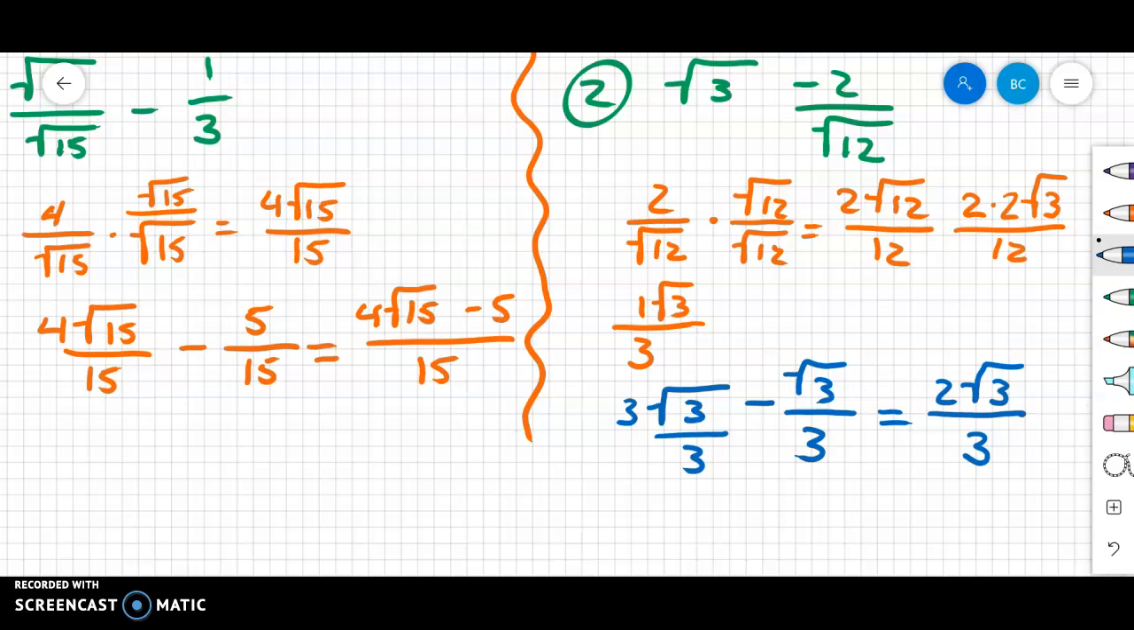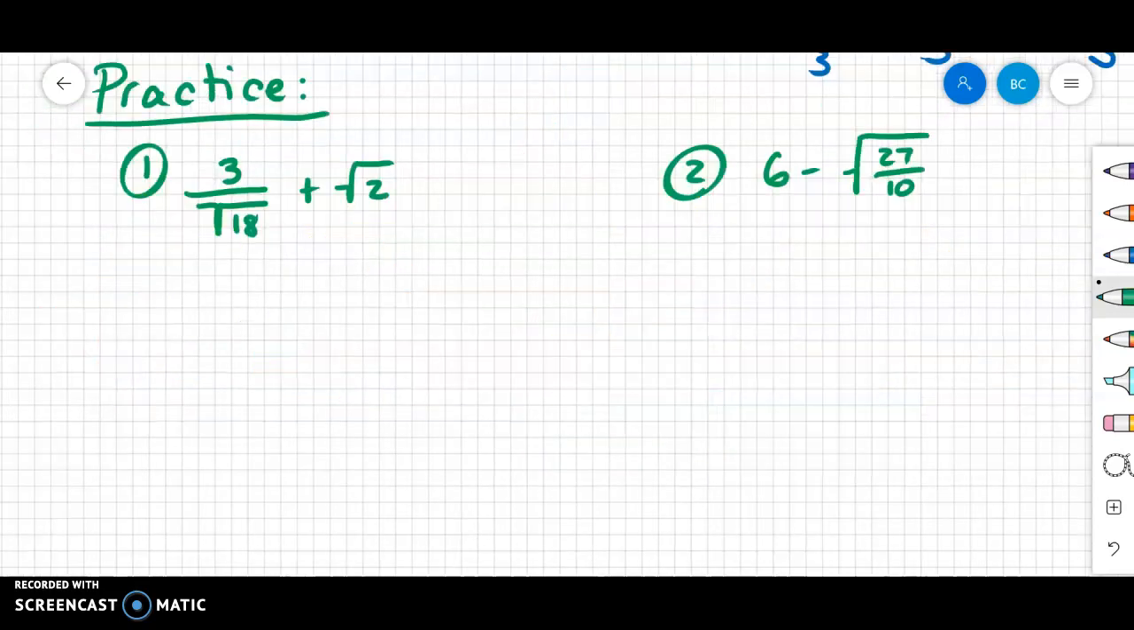So now that we've done a couple of the medium ones, I'm going to give you a couple to try on your own. So here are 2 practice problems for you to do, and once you've completed them, go ahead and go to video number 2 for this lesson.